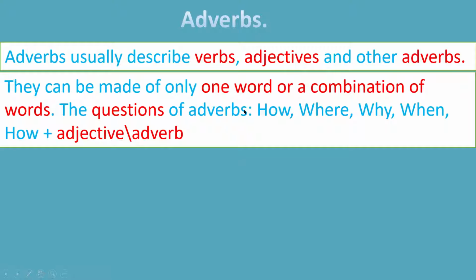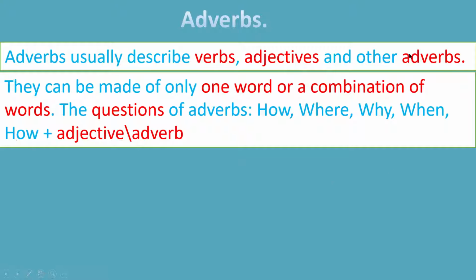The questions of the adverb are how, where, why, and when. These are the mostly used questions of adverbs. But there is one more formula we got here: how plus adjective plus adverb. You can make a question by using this formula. For example, how fast were you driving yesterday? How good is she at math? You can make lots of examples by using this formula.